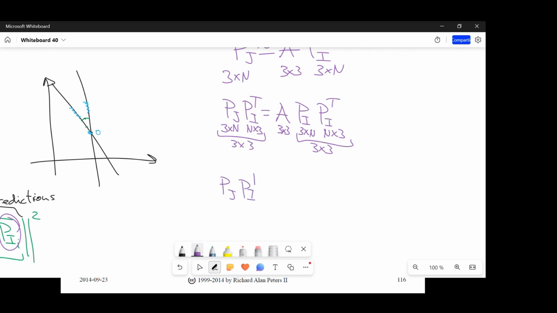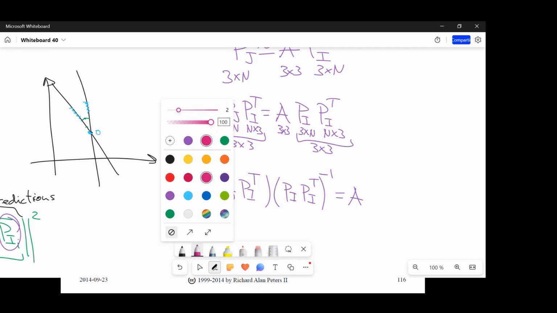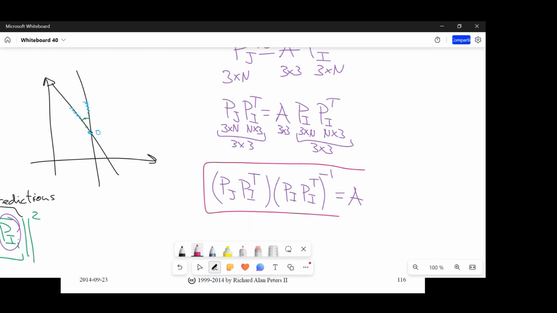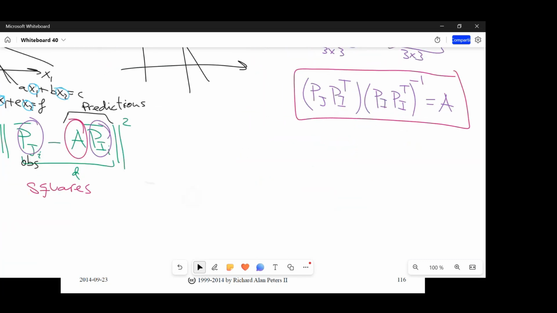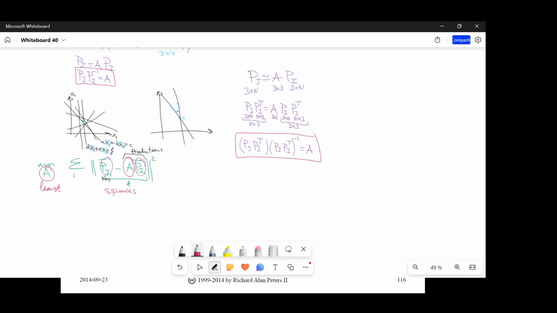And so Pi transpose times the inverse, that is my A. And now I have solved my problem. I have found a way of calculating A. This seems to be kind of a trick, but it turns out that this way to calculate A is the one that minimizes this.